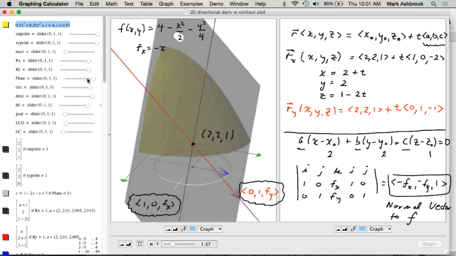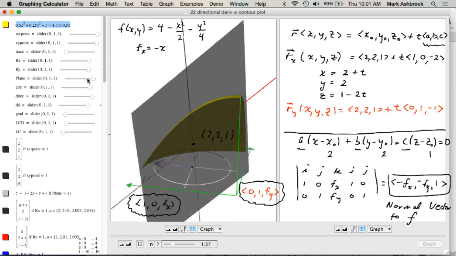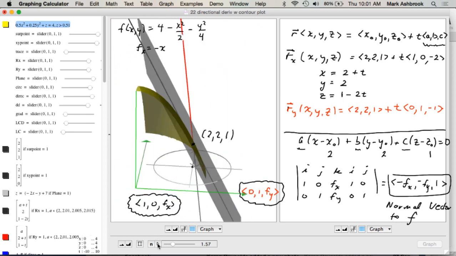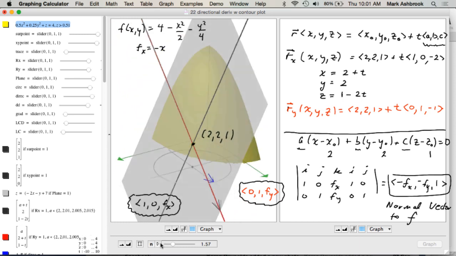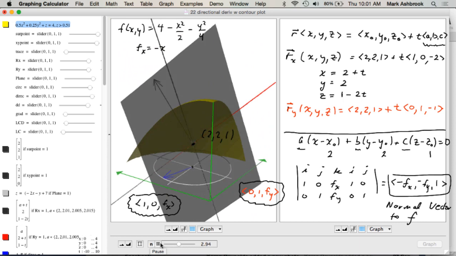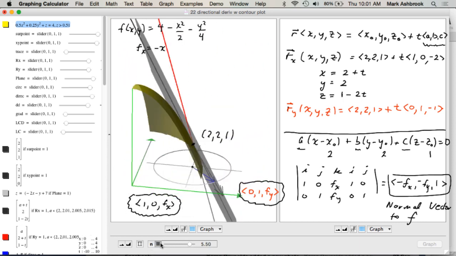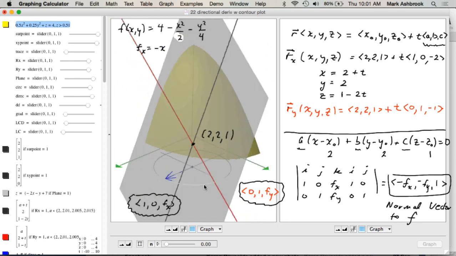Okay, so the equation of the tangent plane then is? What did you get in the final analysis there? 2x plus y plus z equals 7. Someone else get that? All right, very good.